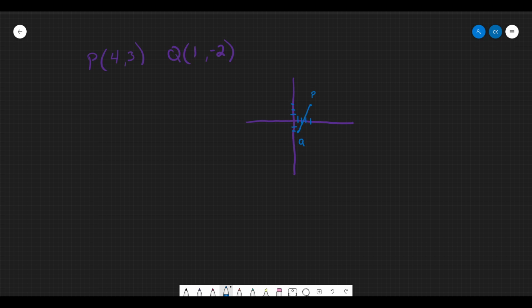So the problem with this is I can't just count. If it's a horizontal or vertical line, I can just count up or down, left or right to determine the distance. But here, because this is not a vertical or horizontal line, I can't just count. So what I have to do is I have to use my distance formula.